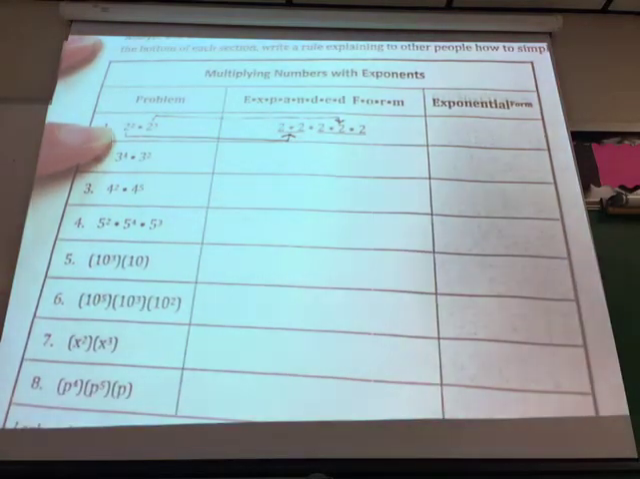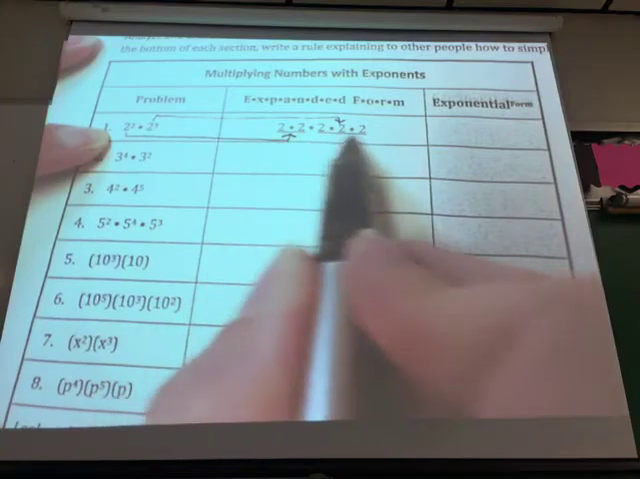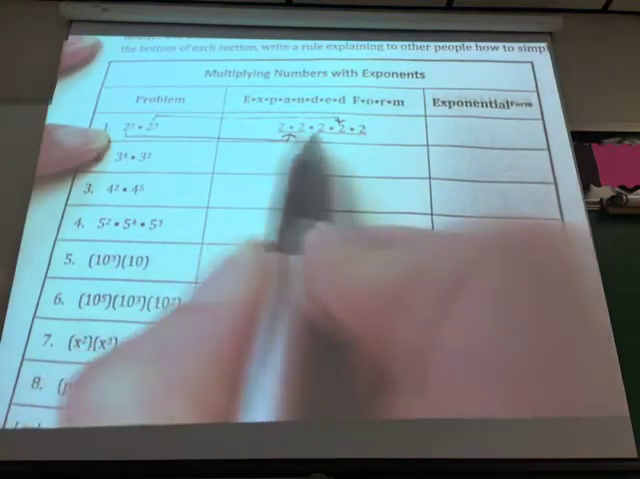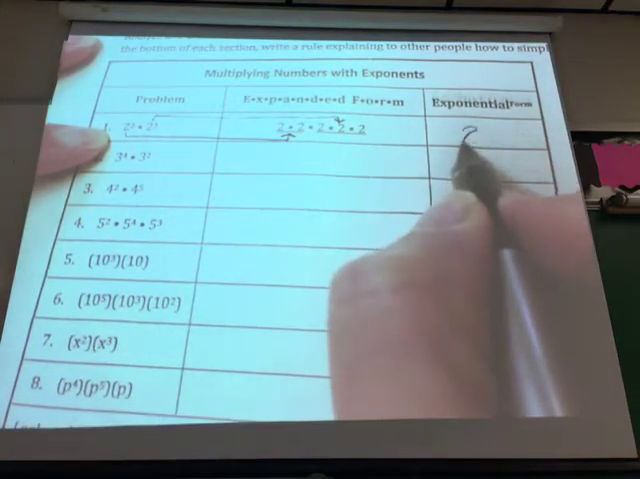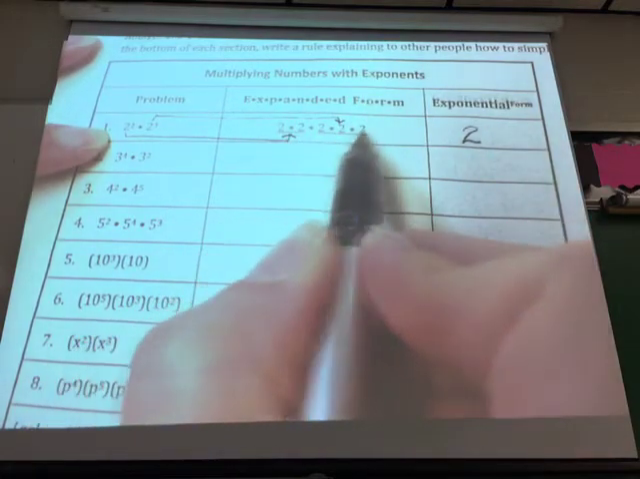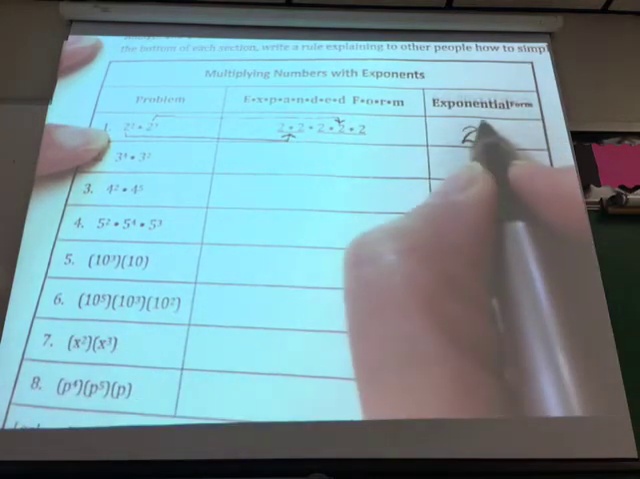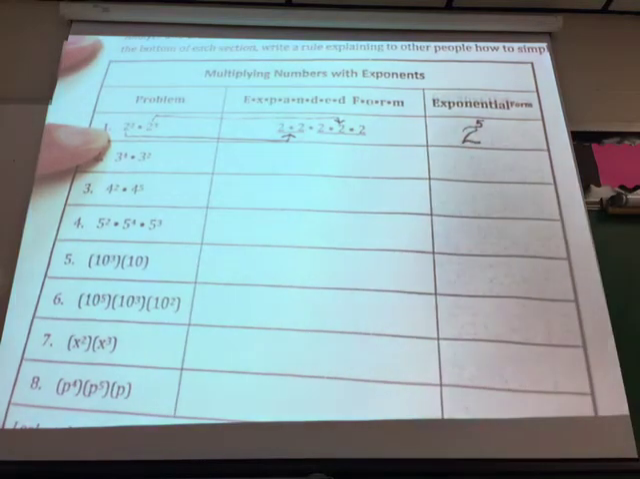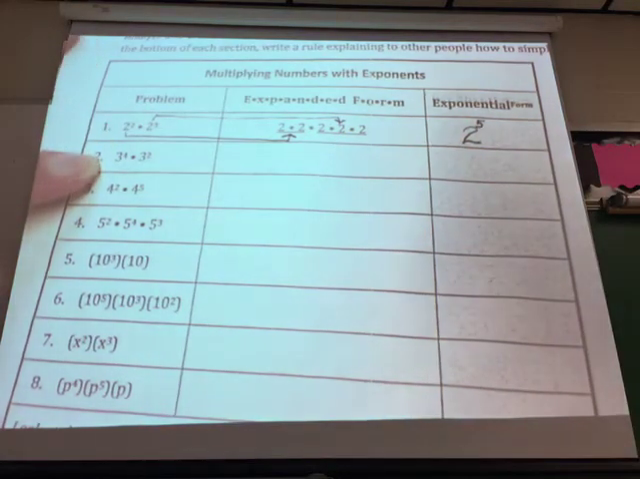So for exponential form, how many 2's do you have? Let's write this using exponents. The 2 is the base. The small number is the exponent. 1, 2, 3, 4, 5, and there are 5 of them. So 2 to the 5th power would be your answer. Let's look at number 2.